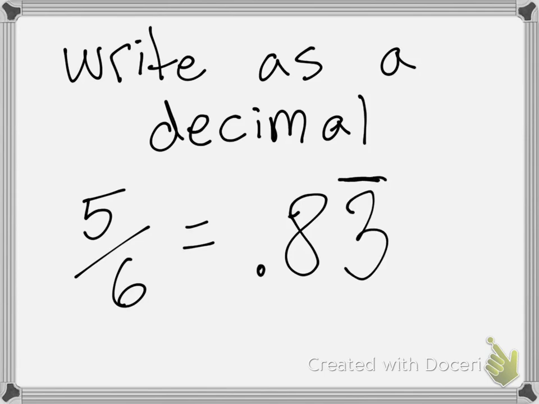Why do we use a line, Dominic? So it doesn't keep on repeating? Yeah, so we don't have to keep writing it. A line goes on forever, right? Yeah. Just like that 3 is going to go on forever. That's how we use it.